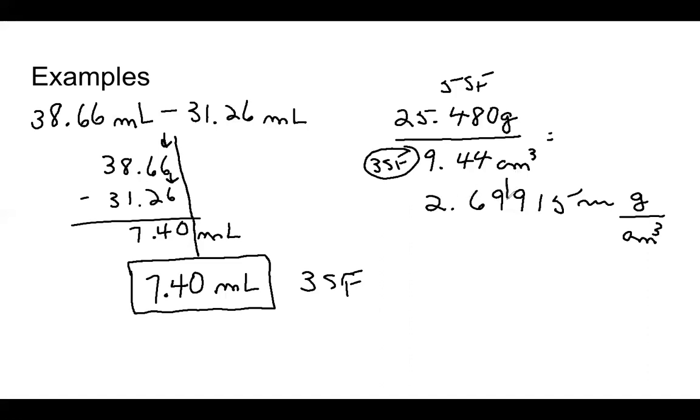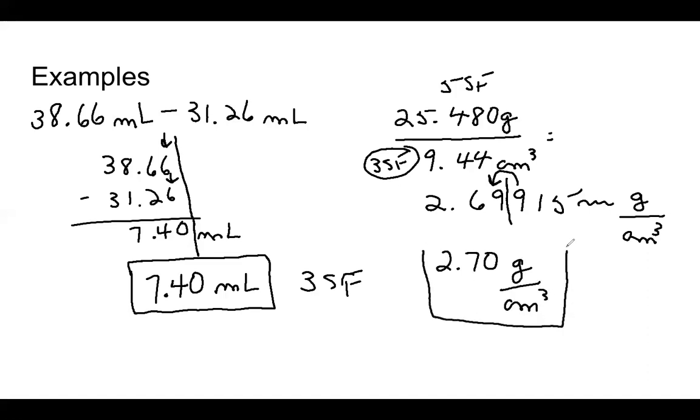I'm going to have to cut it off here. I look at the next digit. It's a 9, meaning I have to round up. So my answer is 2 point, rounding that up, basically 69 goes to 70. You get 2.70 grams per centimeters cubed. And if I need the sig figs, 1, 2, 3. 3 sig figs.